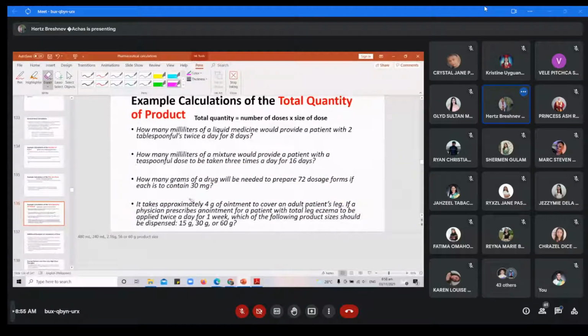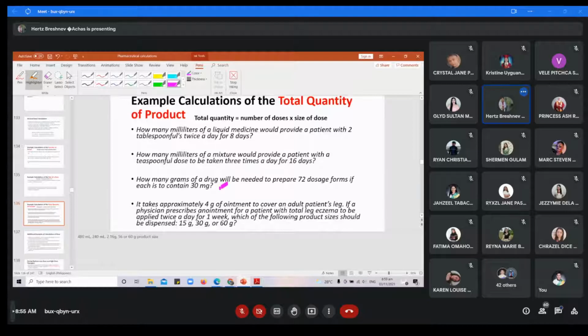Okay, last question. It takes approximately 4 grams of ointment to cover an adult patient's legs. If a physician prescribes an ointment for a patient with total leg eczema to be applied twice a day for 1 week, which of the following product sizes should be dispensed? Meaning, if available in the market are 15 grams, 30 grams, and 60 grams, which should be dispensed? The given is 4 grams used for an adult's legs, and the dosage regimen is applied twice a day for 1 week.